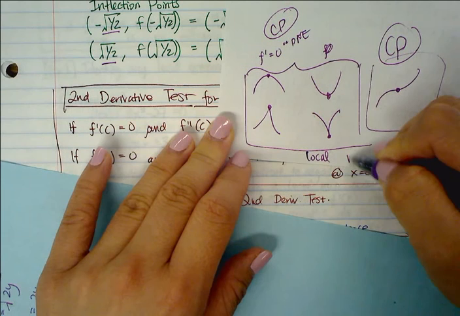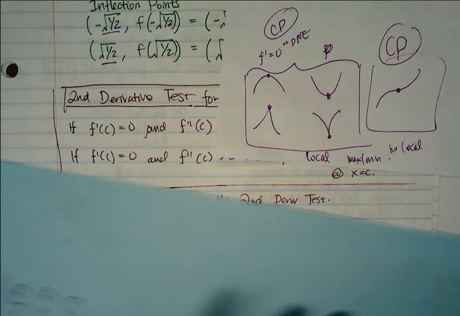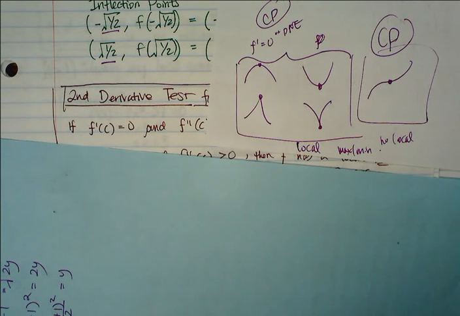Wait, Miss Han. Yeah. On the AP test, if it asks, like, find all the points where f prime is 0, can we write, even though it's not a local min or max, that it's a saddle point? If it just asks you where f prime is 0, yes.